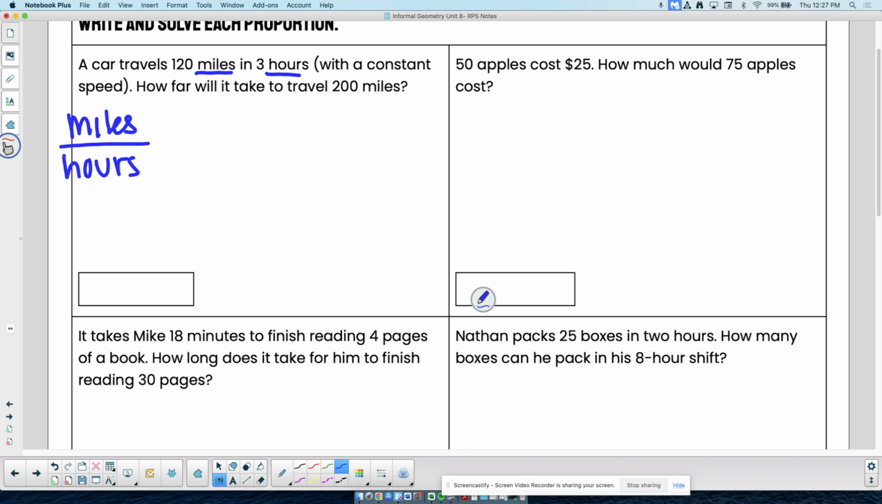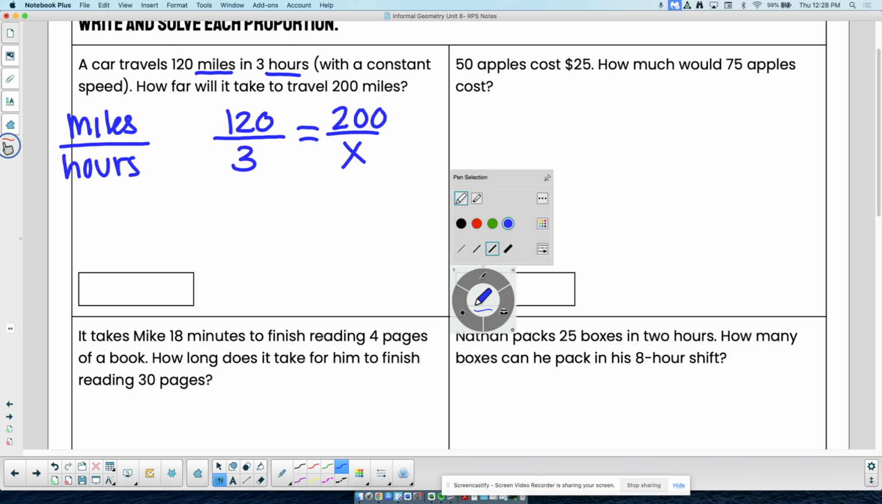So now you're going to go back and reread the question and write out your ratio. It says a car travels 120 miles in 3 hours. So I would put 120 on top, because that's miles, over 3 hours is equal to, now we're trying to figure out how long it would take to travel 200 miles. Well, I know miles goes on top, so there's 200, and we're thinking about how long it's going to take. So that's my variable. And now from here, we have a problem like the front of our notes. We're going to cross multiply. 120 times x is equal to 3 times 200.